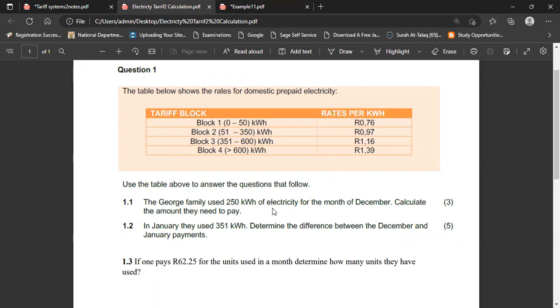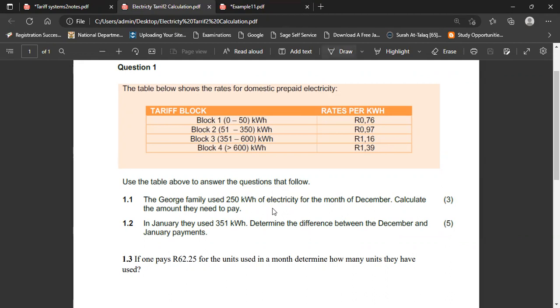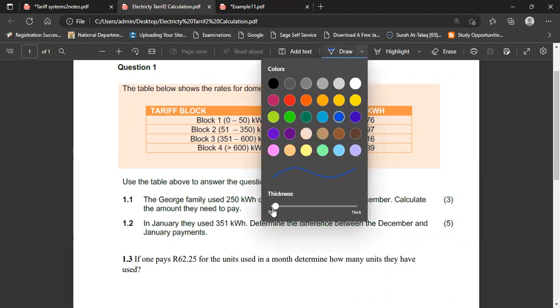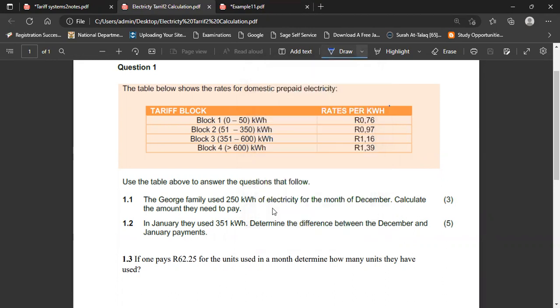Prepaid electricity. So we shall see. Still, you do the same thing. Block 1 caters for 50 units. Block 2 caters for 300. Block 3 caters for 250. Block 4 caters for whatever has exceeded the 250. It comes here. All right, that means you're looking at George.